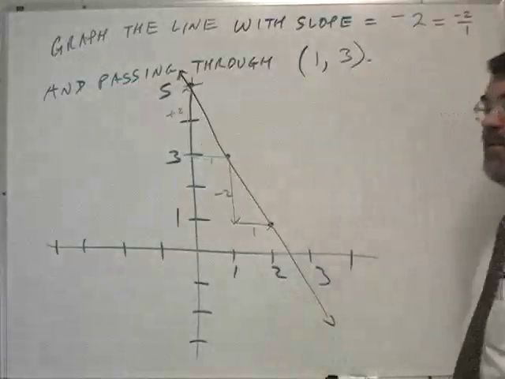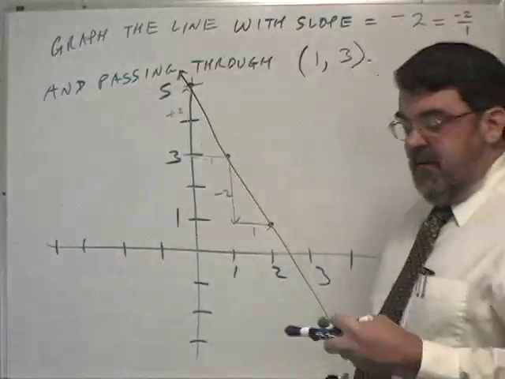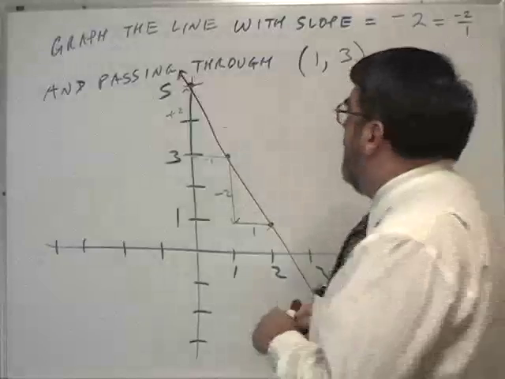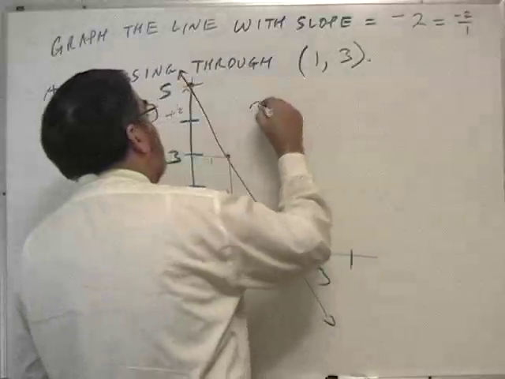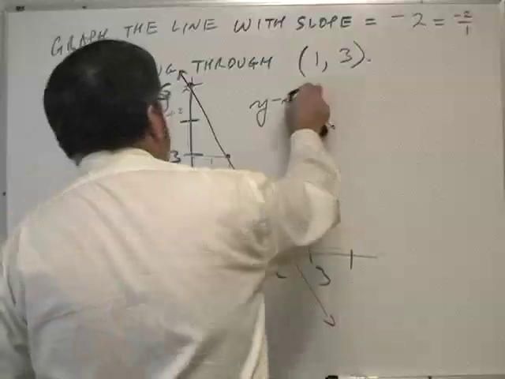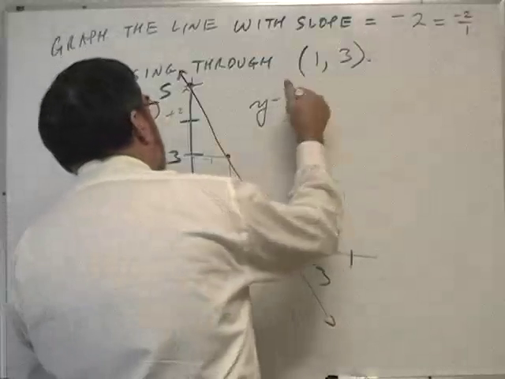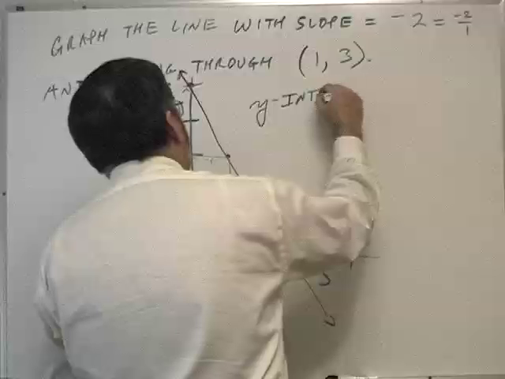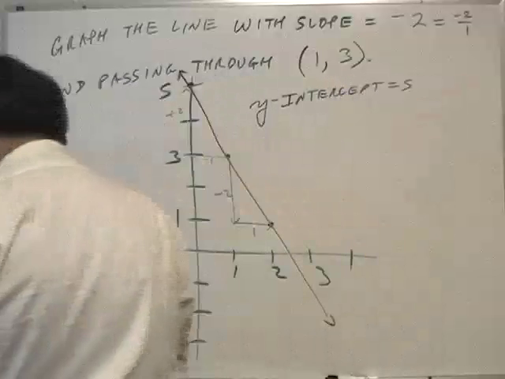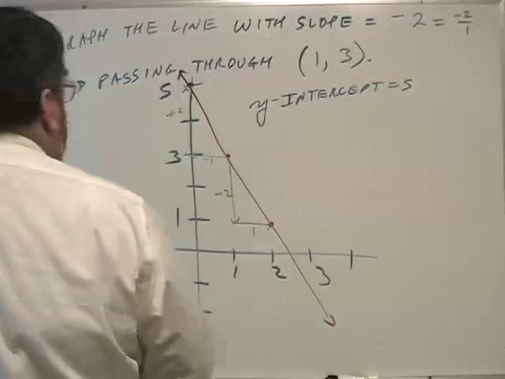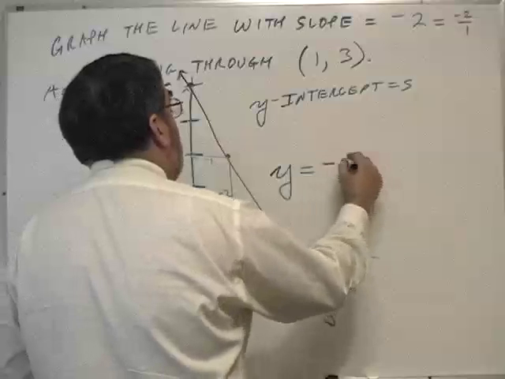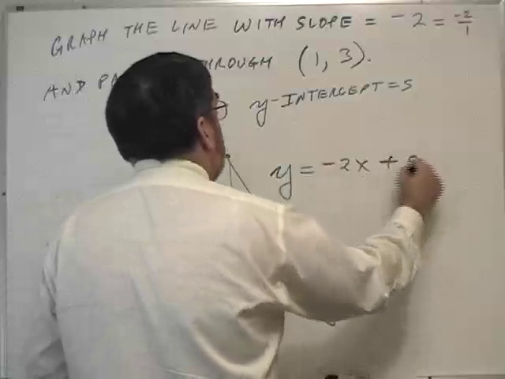That we can, because the y-intercept is known. We're sure that it's 5. So the y-intercept is 5, and the slope is -2, so the equation of the line would be y = -2x + 5.